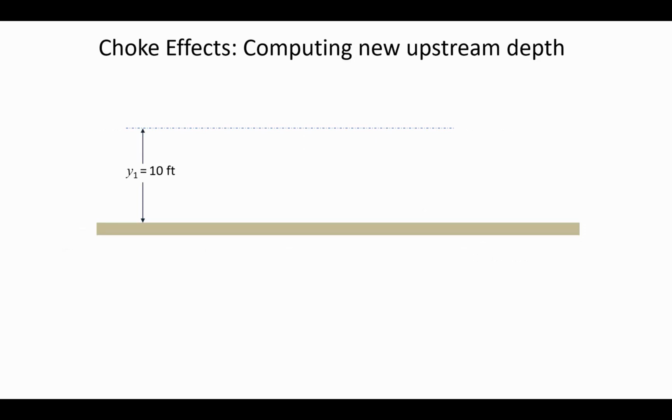So let's just go through the illustration here. Let's say, what if we had water going through a channel at a depth of 10 feet? It's just moving along, steady, uniform flow. What if the depth was 10 feet? And then somebody dropped an obstruction in the way.